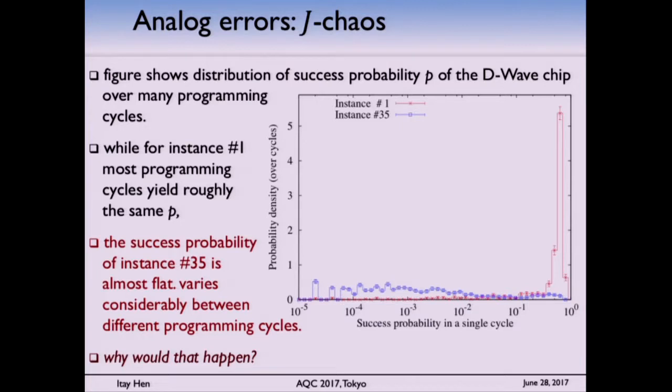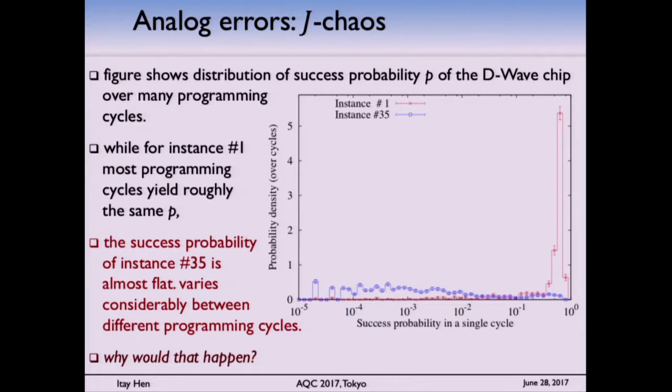Anyway, this figure basically shows what happens if you run instances on the D-Wave, the same instance, but for many, many programming cycles. And the difference between each programming cycle is basically these analog errors, or the intrinsic errors, or the fact that the parameters that you intend to program are not the parameters that you really are programming.